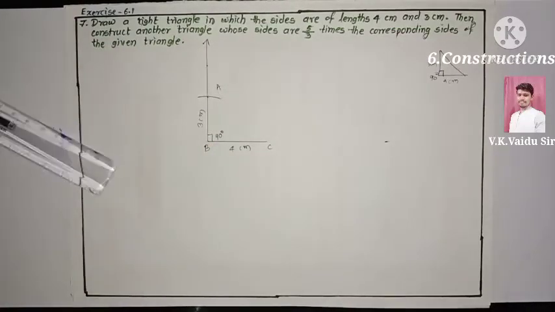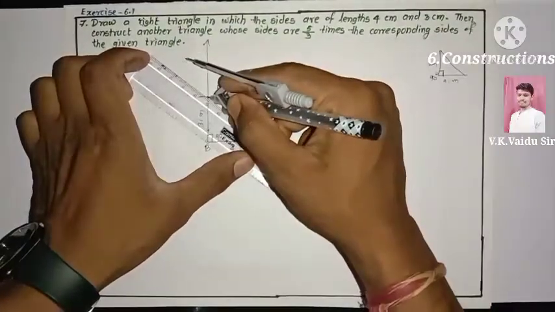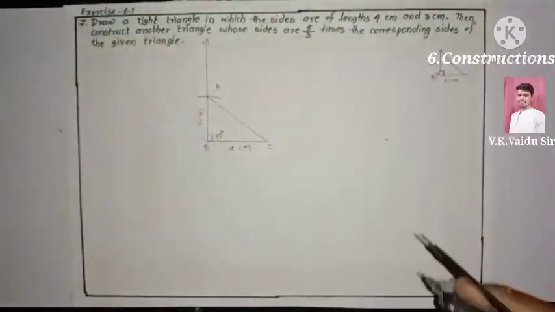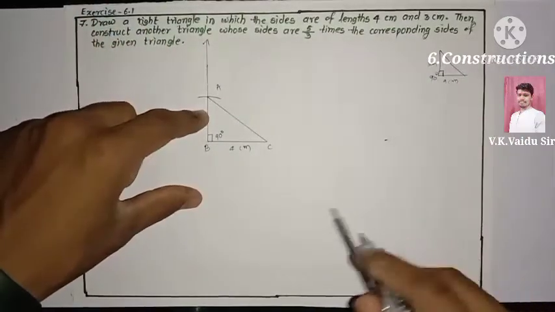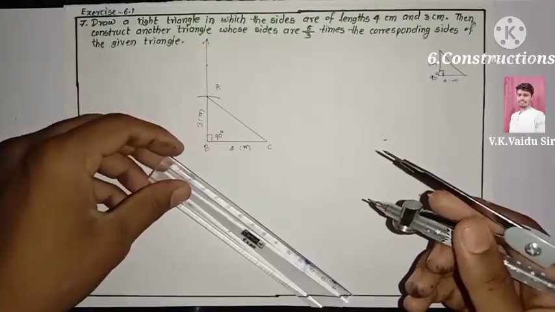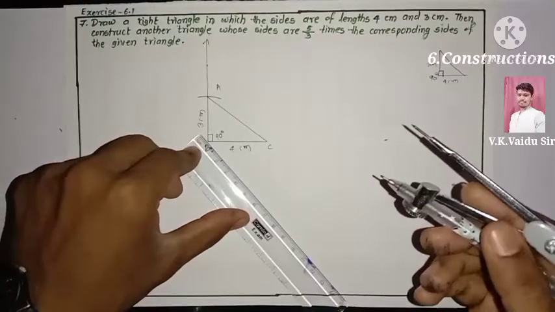Now we want to join A and C. If we join AC, we get the right angle triangle ABC. This is what we got here. For this right angle triangle we want another similar triangle. For this, in Step 4, draw one ray BX from point B, of any length.